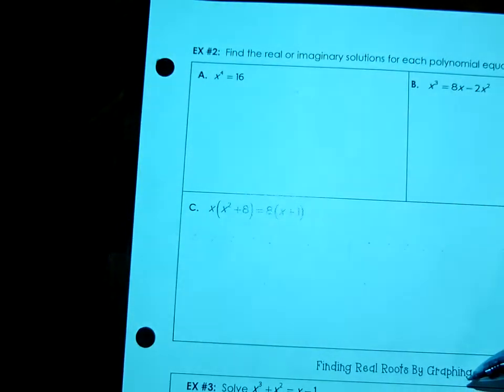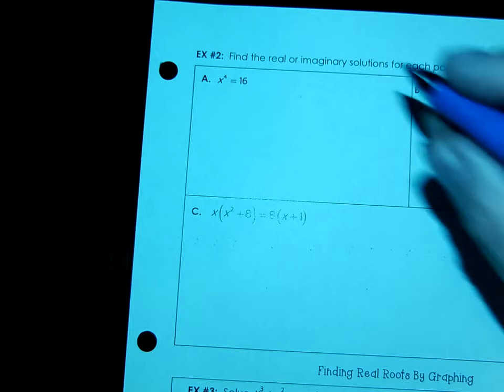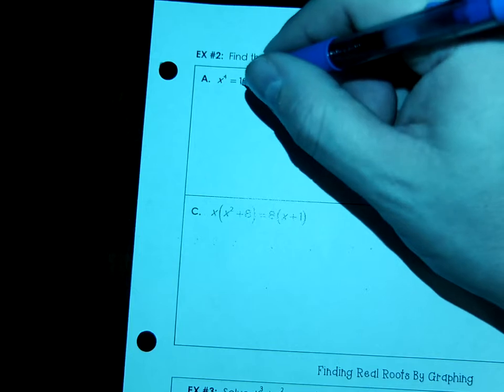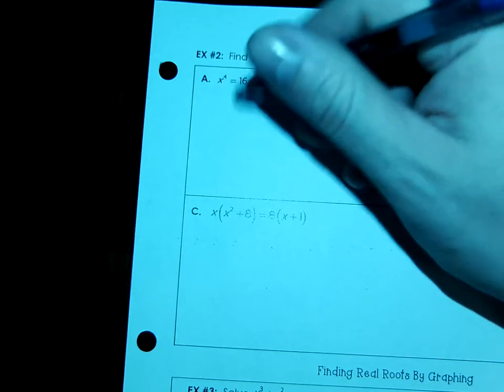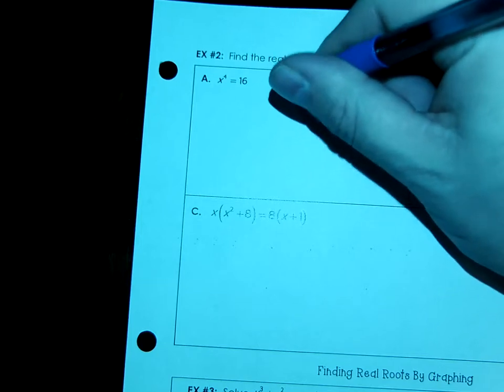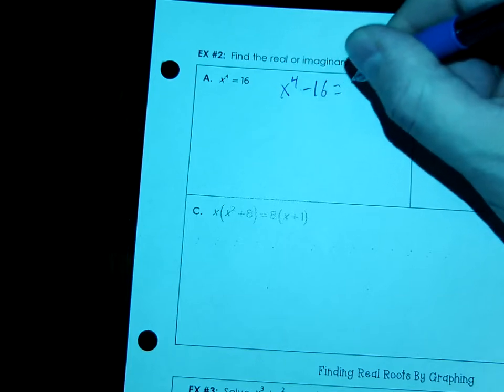Okay, moving along to the next page, x to the 4th is 16. Find the real or imaginary solutions for each equation. So what I can do here is say x to the 4th is 16. I could factor this into a pair of x squared equal to 16s. Or I could say x to the 4th minus 16 equals 0. Maybe I'll write it like that. I'll set it equal to 0.